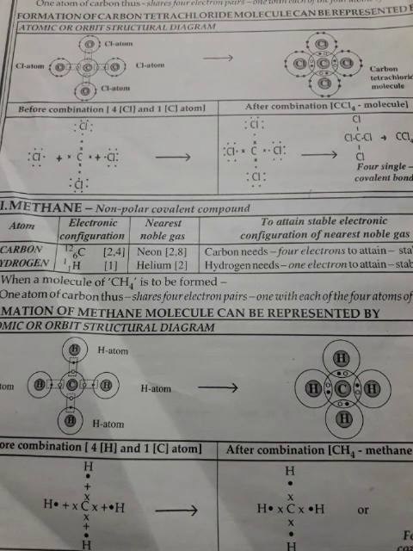In the same way, during the formation of methane, one carbon atom shares all its 4 electrons, one with each of the 4 hydrogen atoms. This results in the formation of 4 carbon-hydrogen single bonds. To draw the orbit structure of a covalent compound, draw the symbol of the element in the center surrounded by only the valence shell with valence electrons. No need to draw any other shell in a covalent compound.